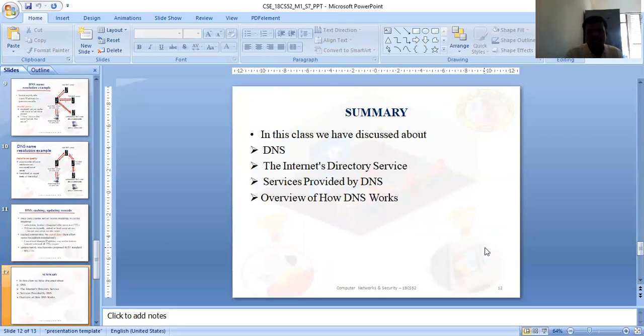In this class, we have discussed DNS, the Internet directory service, the services provided by DNS, and we have learned an overview of how DNS works.